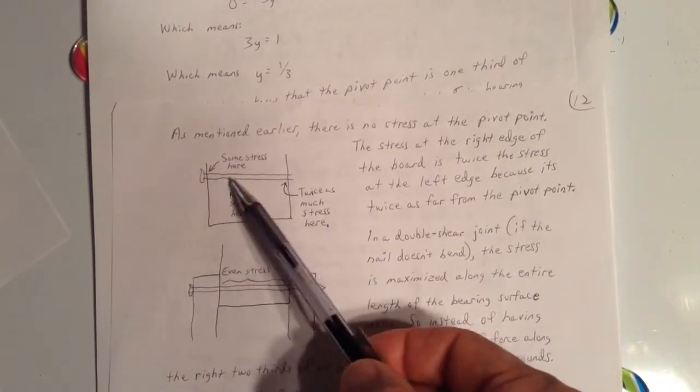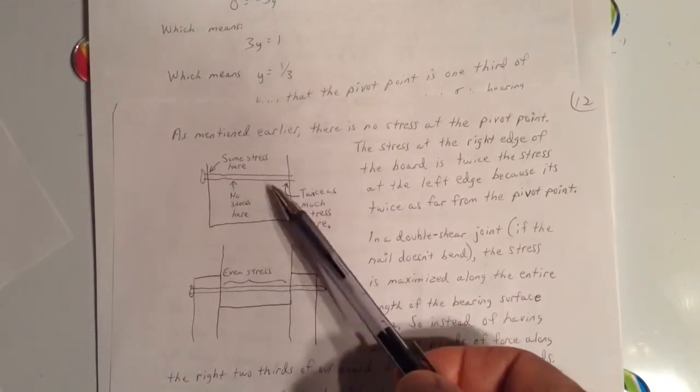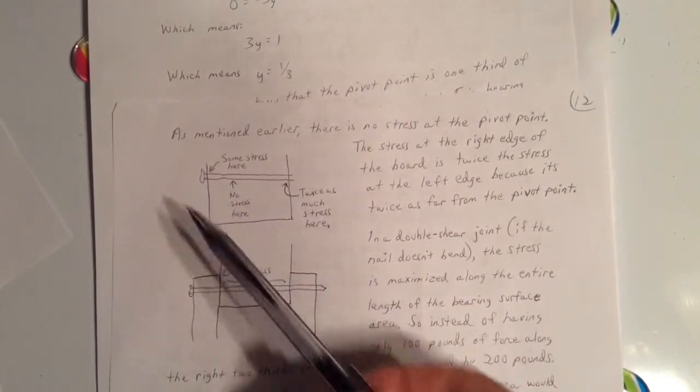You know, that's 1/3 of the way across. We determined that y is 1/3. That's what we just calculated. So if that's 1/3, that's the other 2/3, which means that is twice that.